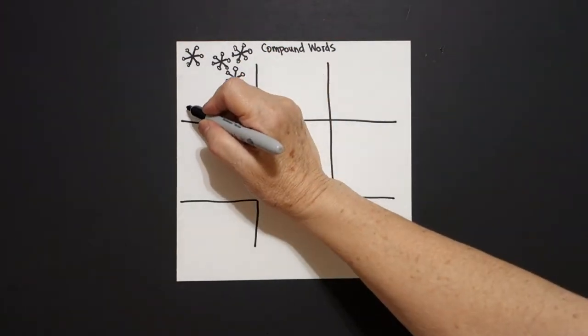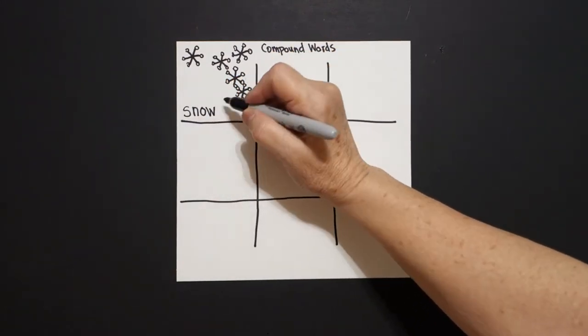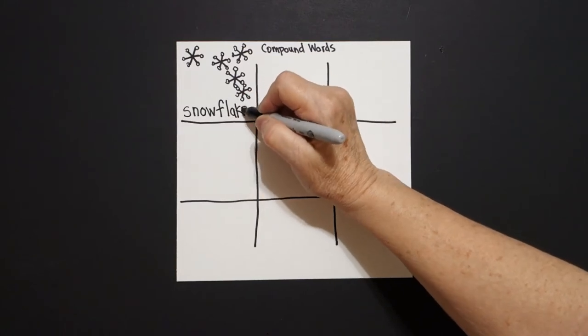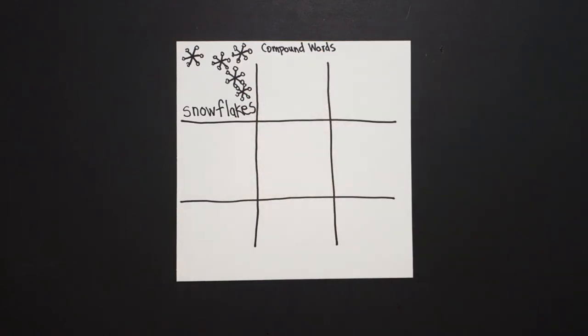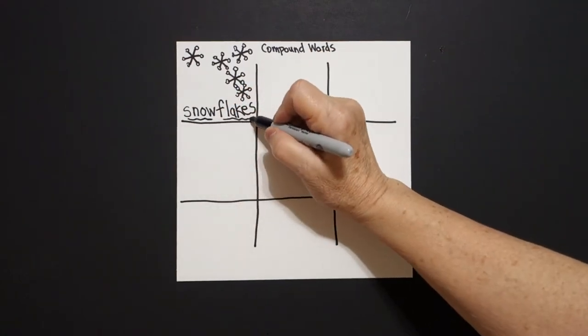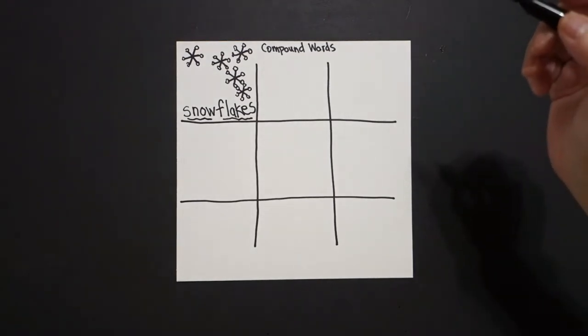Now, what is our word? Snow, which is the first little word. Flakes. Snowflakes. That is our compound word. Two little words, snow, flakes, that when you put them together, they make a brand new word.